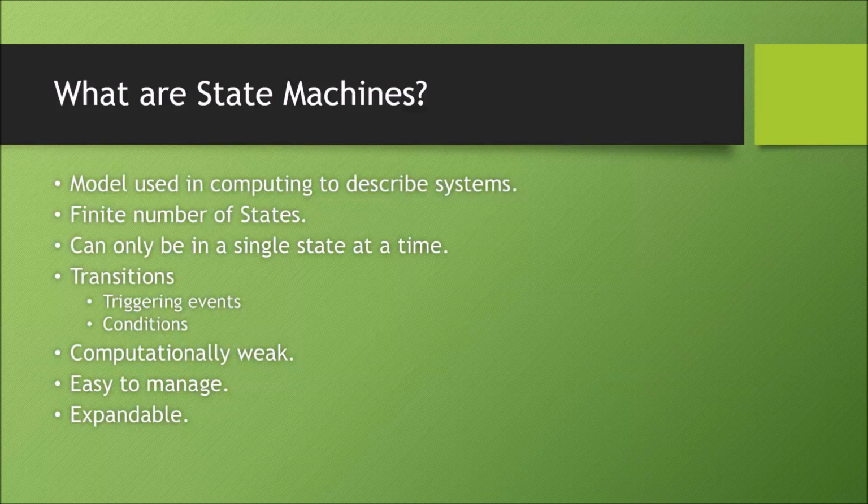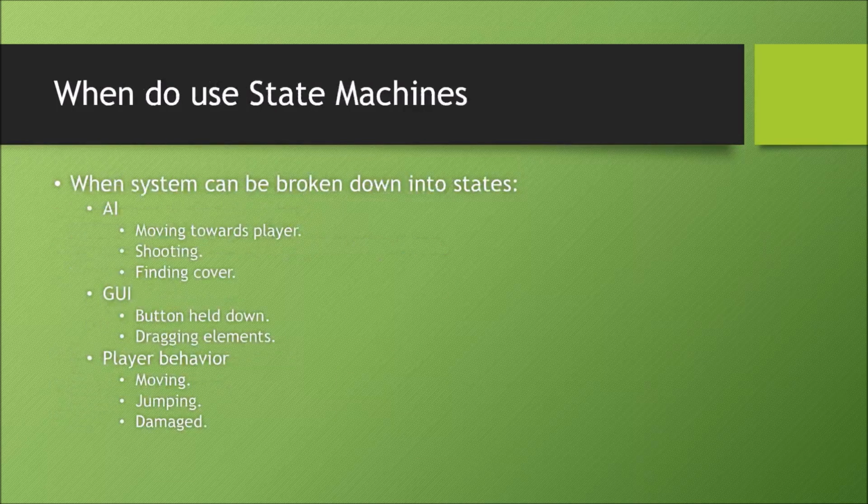They're also made up of transitions that can either be trigger events or conditions, which will indicate how you can change from one state to another. Now, although state machines are quite weak, they can't do very much, they're really easy to manage and really quite expandable. So when can you use a state machine? Well, simply put, it's when your system can be broken down into states.